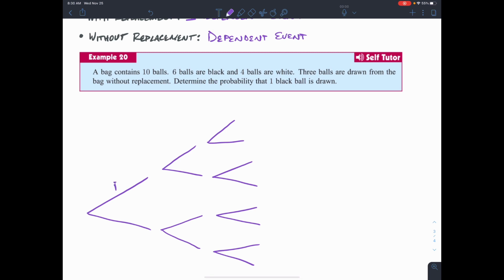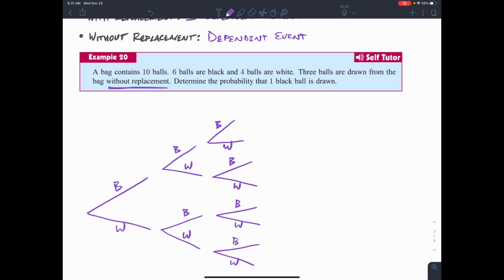Okay, so let's see. We've got black and then white. Black, white, black, white, black, white, black, white. All right, and each one of these things is done without replacement. So now we've got to look at what happens as we do each of these. I'm looking at all these different possibilities, but as I'm assessing the question, it's really just asking what happens if I draw 1 black ball. So I know it could be here, it could be here. There's a couple different branches where this could happen. So I don't necessarily have to fill out the entire tree. I can shortcut my way through and only find the ones where 1 black ball is drawn.